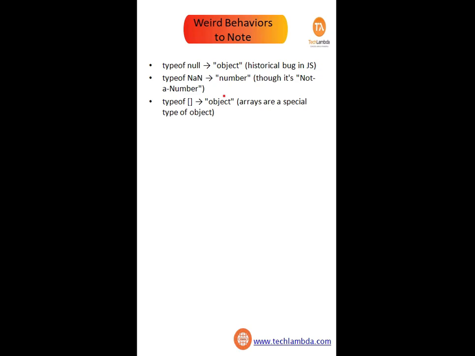But JavaScript has some weird behaviors. typeof null returns object, which is known as a bug. typeof null is object, a historical bug in JavaScript. typeof NaN, not a number, is number. And typeof an array is object. Arrays are a special type of object, right?